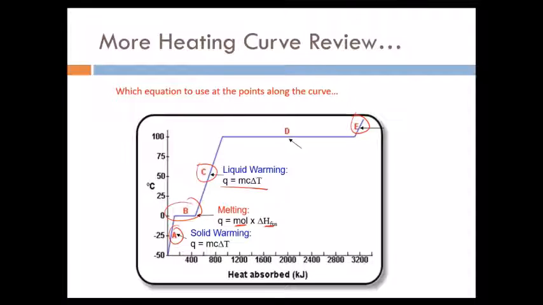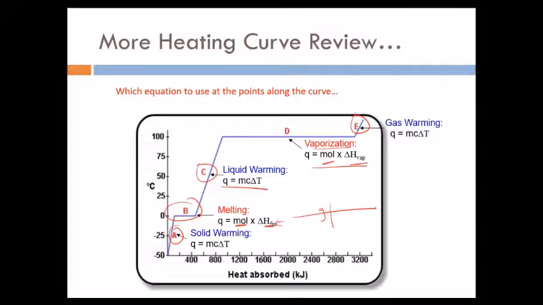So liquid warming, still MCΔT. This one is vaporization, so now it's moles times heat of vaporization. And then, of course, if you're warming the gas, it's going to be an MCΔT. So along the heating curve, you're going to use these different equations. Now, this one's really more like a T-chart because we usually start with grams, like I said, and then we have to work to the kilojoules.